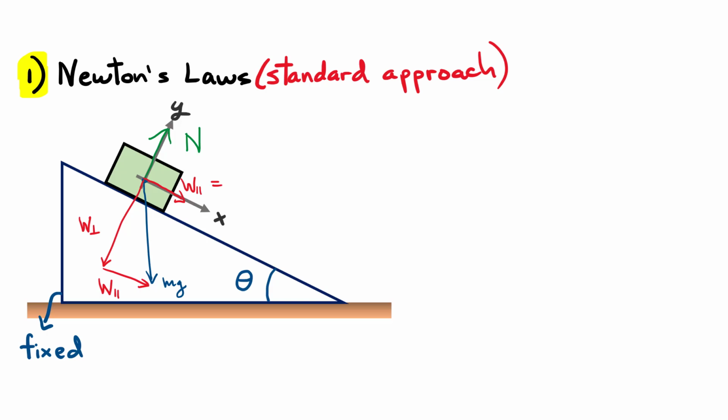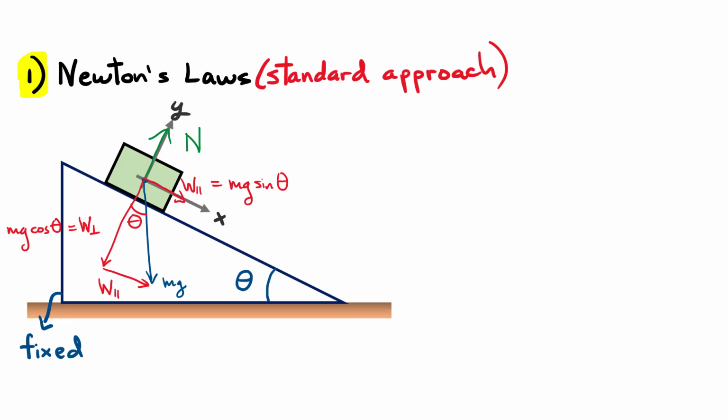Now for the weight parallel, it's simply mg. If this is the angle theta of the incline, the angle theta is also the one inside this triangle here. So that means the magnitude of this vector is mg sine of theta. The perpendicular component then would have to be mg cosine of theta, the way that the angle is defined. All right, we're now in a position to use Newton's laws.